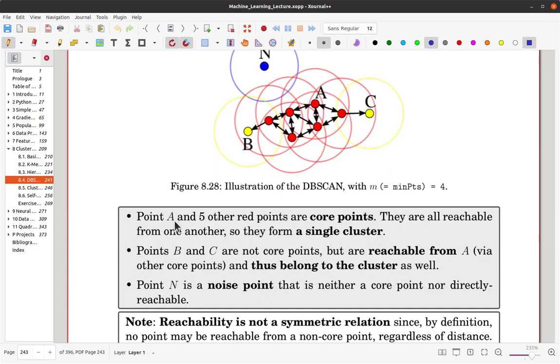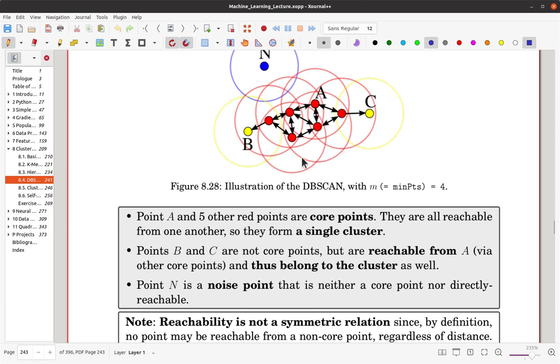Here, point A and 5 other red points are core points, because if you make an epsilon ball, then for A you'll see 4 points. When we choose M as 4, there are 4 points here. For that point, we have 5 points, so at least 4. And for this one also, at least 4, so all the red points here are core points.